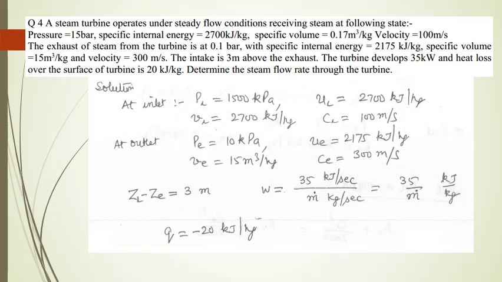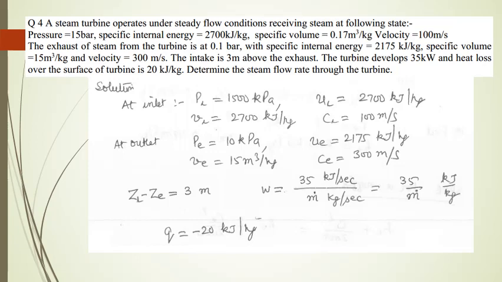A steam turbine operates under steady flow condition, receiving steam at the following state: pressure 15 bar, specific internal energy 2700 kilojoule per kg, specific volume 0.17 meter cube per kg, velocity 100 meter per second. The exhaust of steam from the turbine is at 0.1 bar with a specific internal energy 2175 kilojoule per kg, specific volume 15 meter cube per kg, and velocity 300 meter per second.